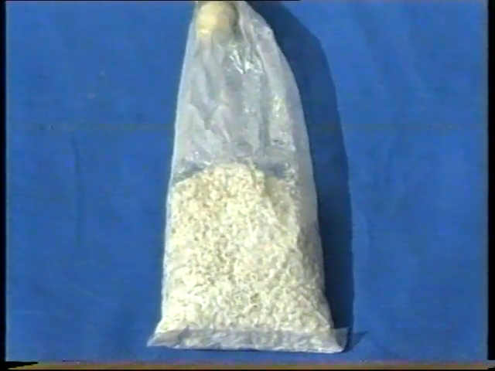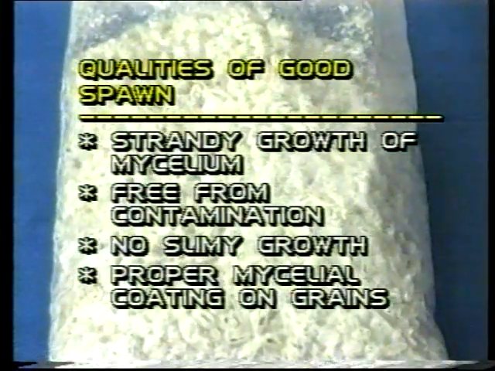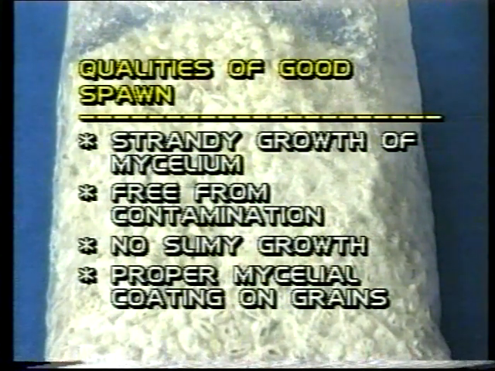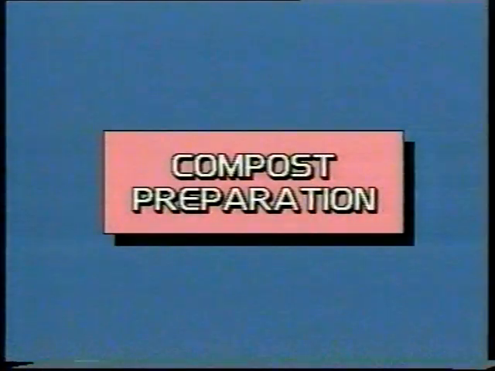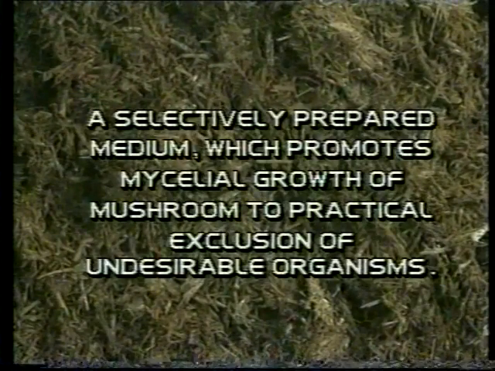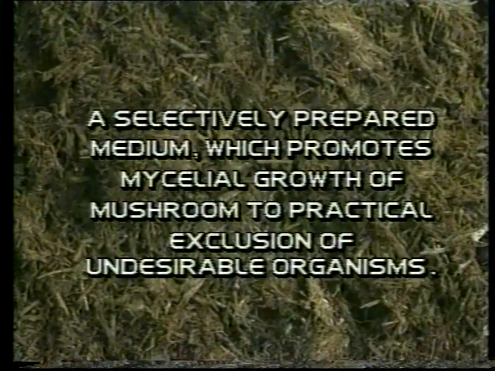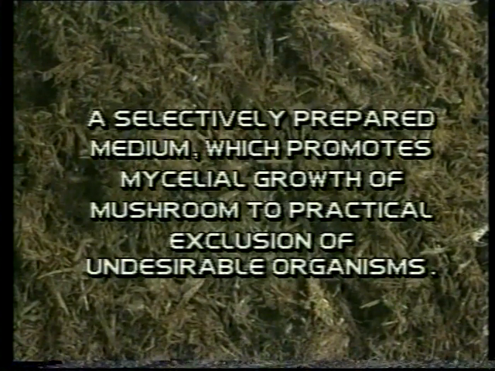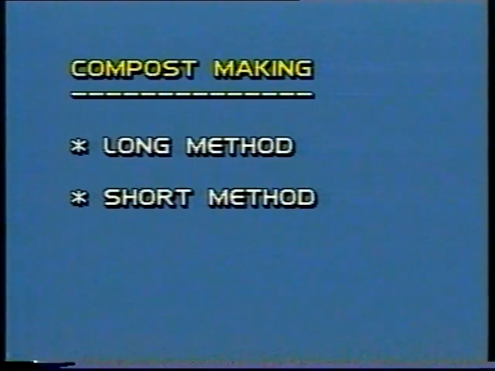The qualities of good spawn: strandy growth of the mycelium, free from contamination, no slimy growth, and proper mycelial coating on grains. For growing button mushroom, compost is needed. Compost is a selectively prepared medium which promotes mycelial growth of mushroom to practical exclusion of undesirable organisms. Compost can be prepared by long method or short method.